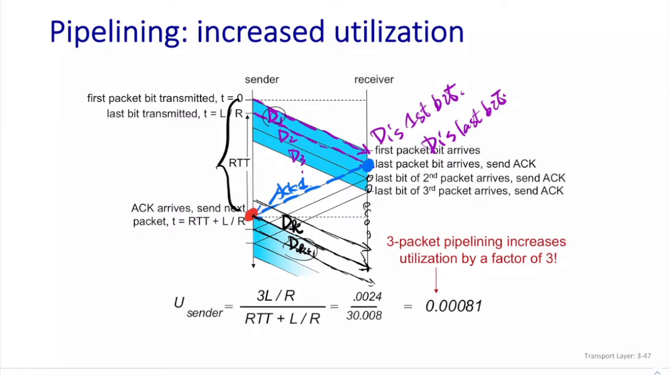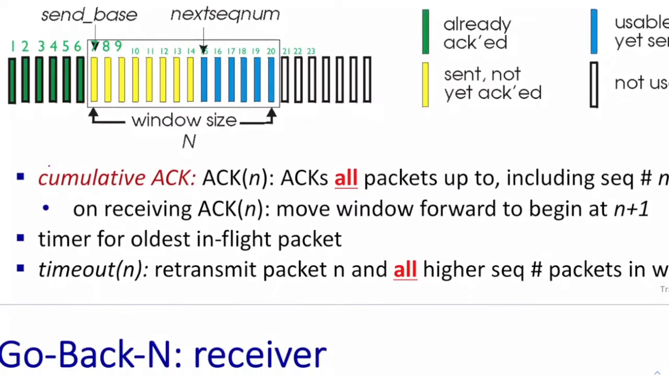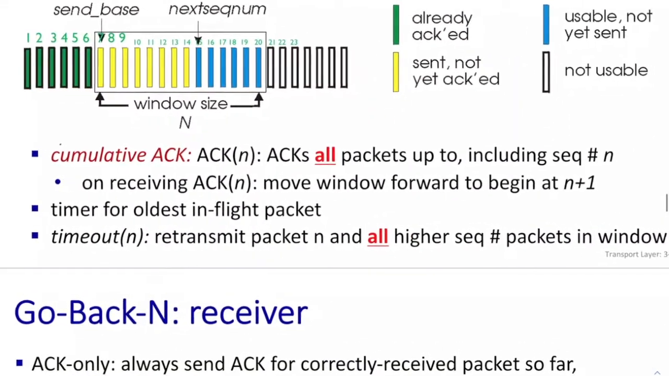Okay, again, right here, we'd like to talk about the first pipelining algorithm called go back N. So here's the sender right here. Let's take a look at this figure. We can see that we have different colors right here.